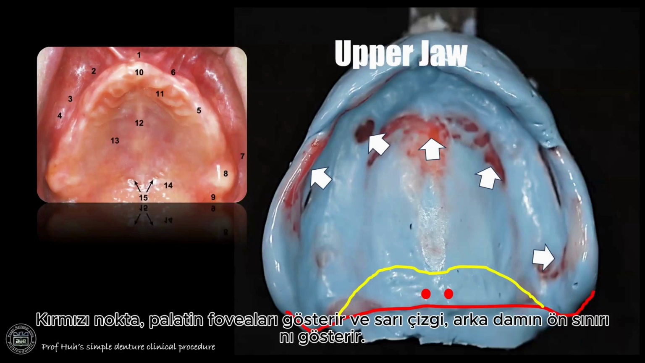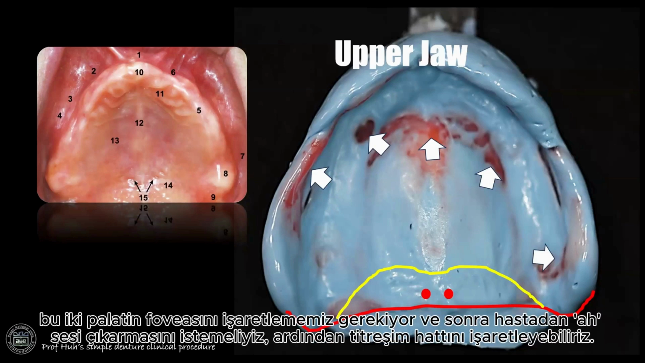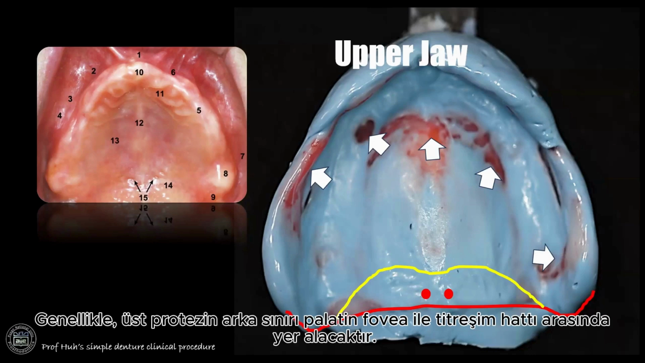The red dot indicates the palatine foveae, and the yellow line shows the anterior border of the posterior dam. This part is very important, right? At first, we have to mark these two palatine foveae, and then we ask the patient to make a sound, and then we can mark the vibrating line. Generally, the posterior border of the upper denture will be located between the palatine foveae and the vibrating line.